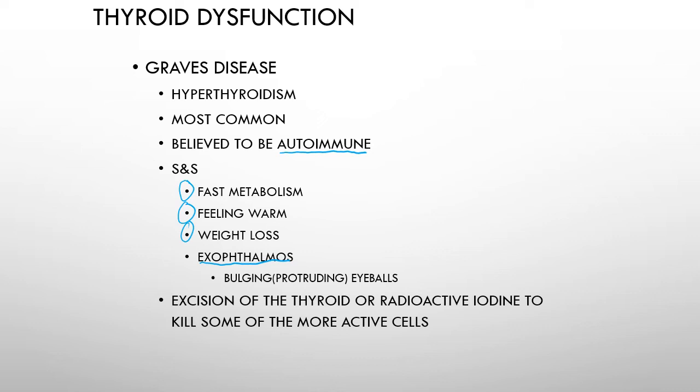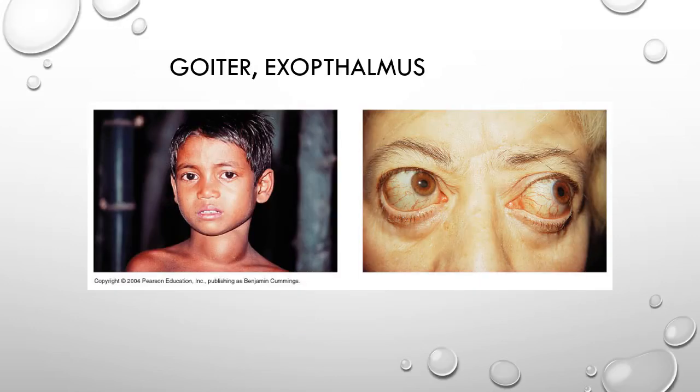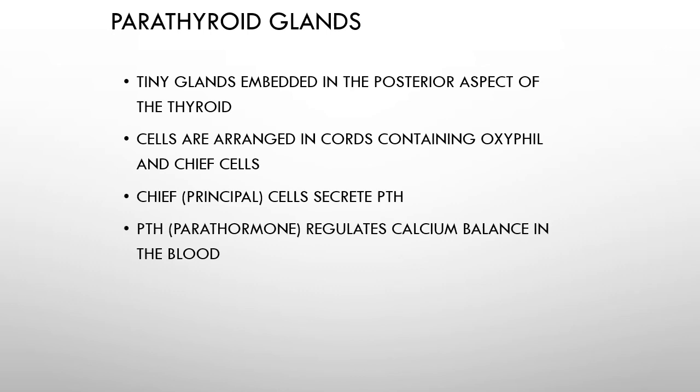Since the thyroid is overly active here, one of the ways to deal with that is to destroy some of the active cells. And so radioactive iodine can be given to this person, and that's going to destroy some of those cells as it gets absorbed into the thyroid gland itself. And so here we have an example of a goiter, and here we have an example of exophthalmos. And so we have those two changes there that are occurring within the body itself as a result of either hypo or hyperthyroidism.